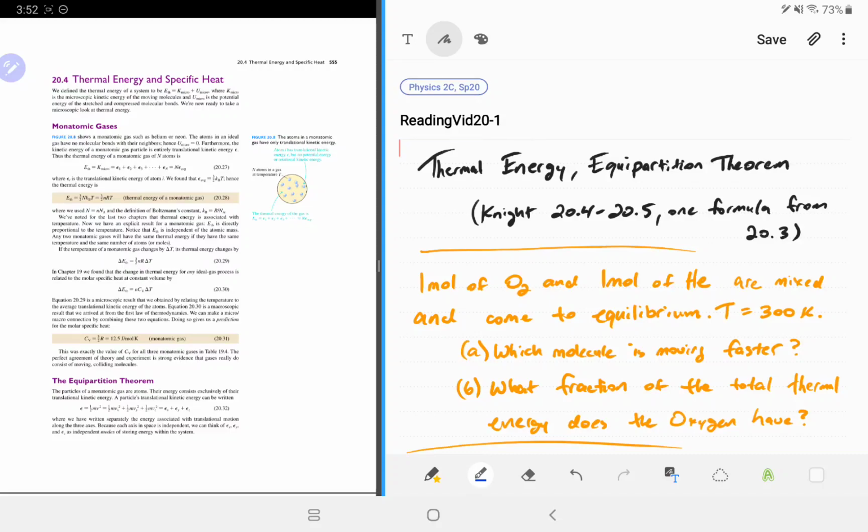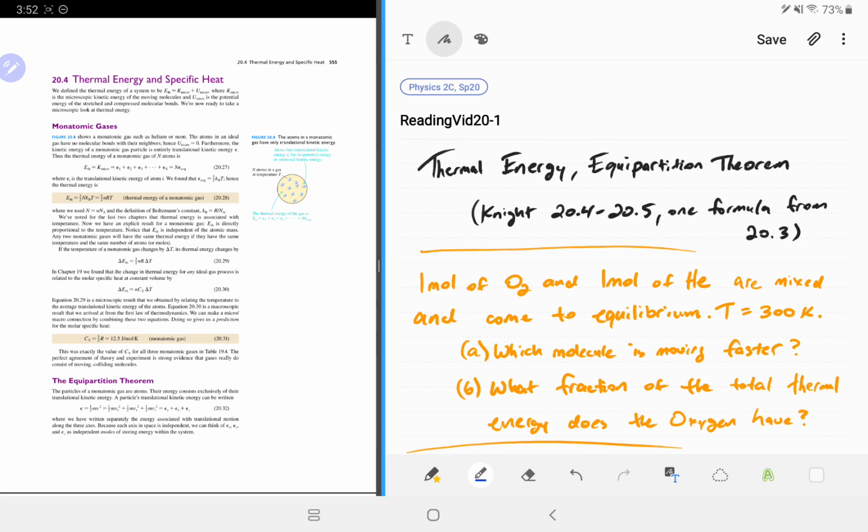Hello, everybody. This is the video for chapter 20, and in particular, we'll be focusing a lot on sections 20.4 to 20.5. So you're responsible for these sections. One formula from 20.3 that we'll go over is on something called the root mean square speed of gas molecules.